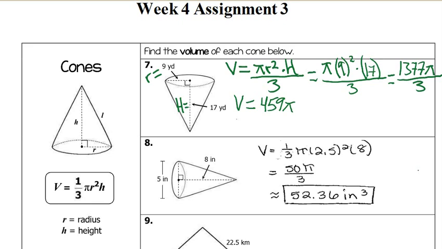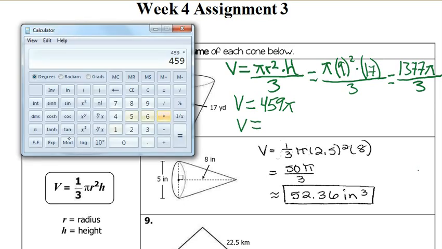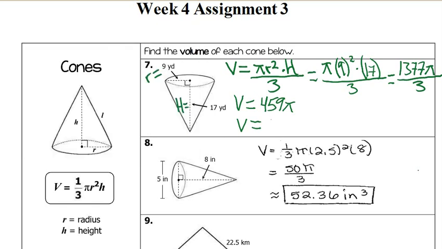So my final answer here, my volume is equal to 459 times pi. So times and then the pi symbol. And it's going to be 1441. So I'm going to round up to the nearest integer. 1441, 1442. So 1442. And it's yards cubed. Remember, volume is cubed. And that is my answer for the first one.